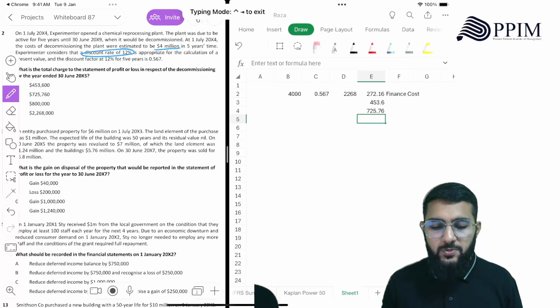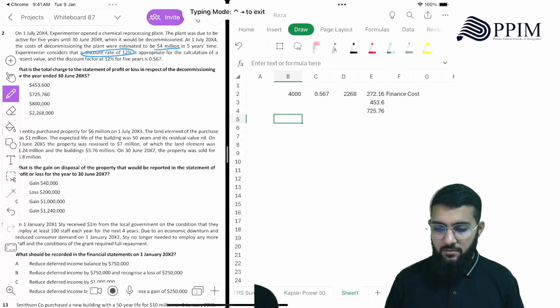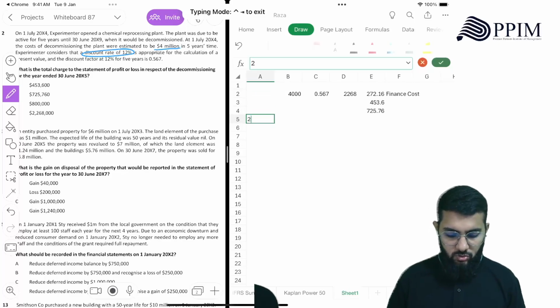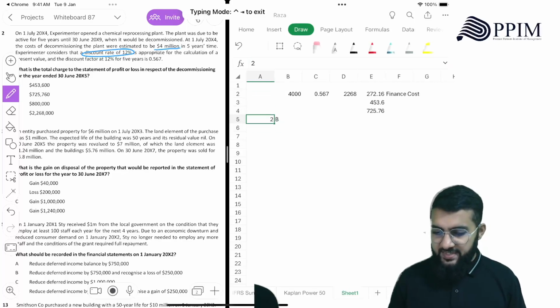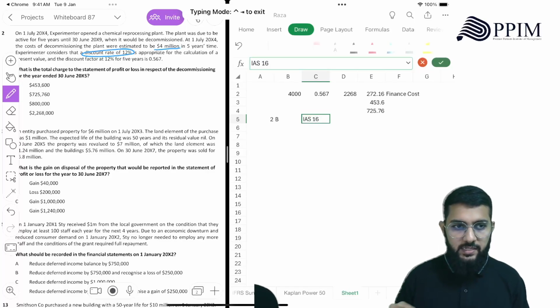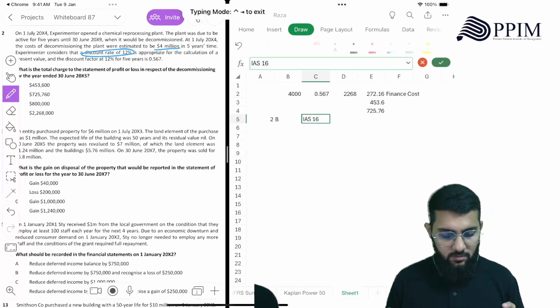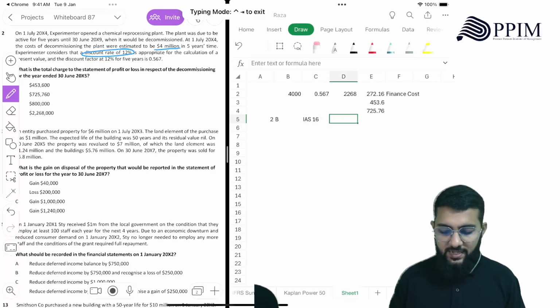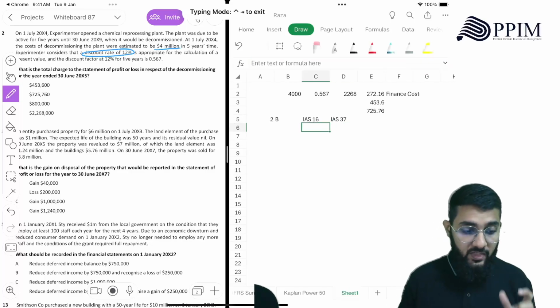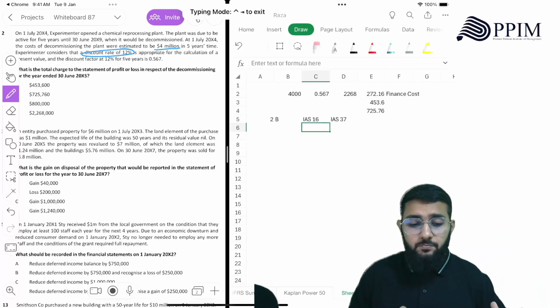725,760. Do we have that option here? Option B. Okay. Question 2, option B. What's the standard that's being covered here? IAS 16. Right? The question is pertaining to IAS 16, as well as what's the other standard connection here? IAS 37, provisions. Okay? Remember that.